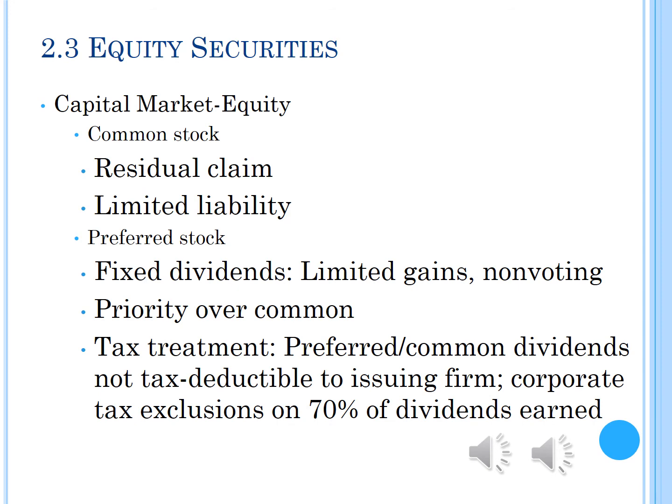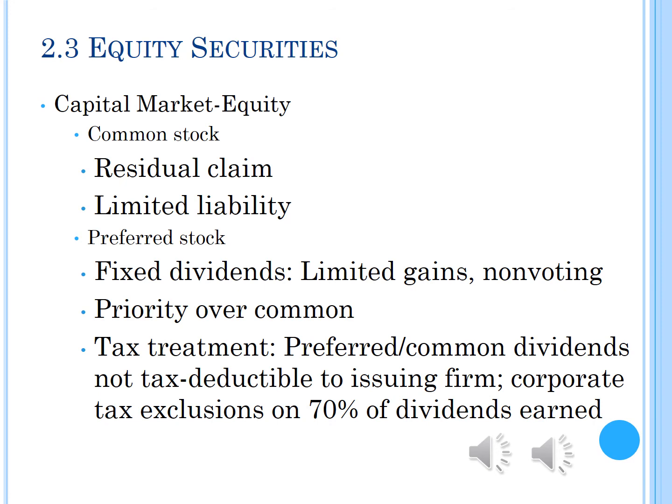Residual claim means stockholders are the last in line of all those who have a claim on the assets and income of the corporation, meaning that in case of liquidation of the company, liabilities would be settled first, and the common stock holders would be paid last if there was any money left on the company's balance sheet.